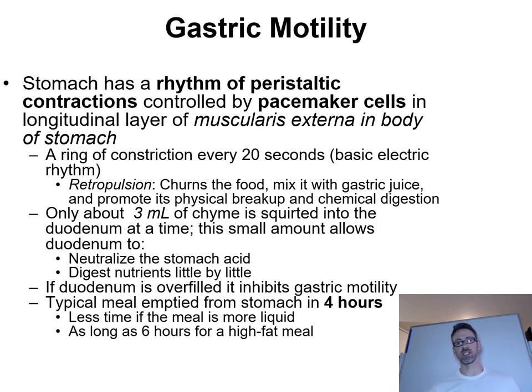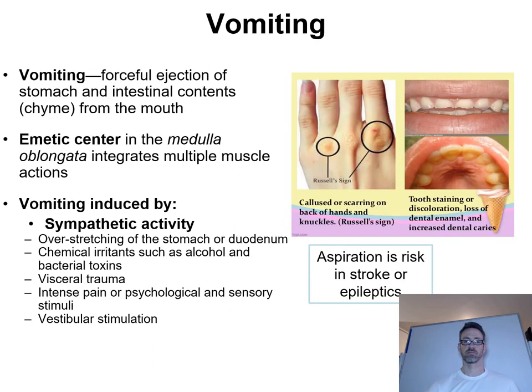A typical meal is emptied from the stomach in about 4 hours. But what is a typical meal? Four hours is a good general estimate. Less time if there's more liquid. So if you're drinking shakes or something like that, or having fluids, that would move through much more quickly. And if you have a lot of fat content in the meal, then you're looking at longer times, up to about 6 hours or more.